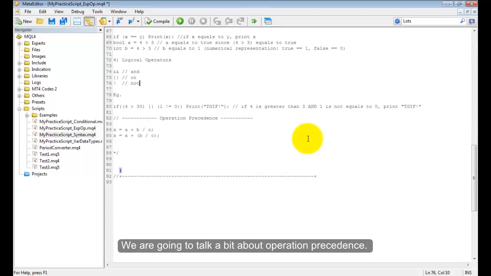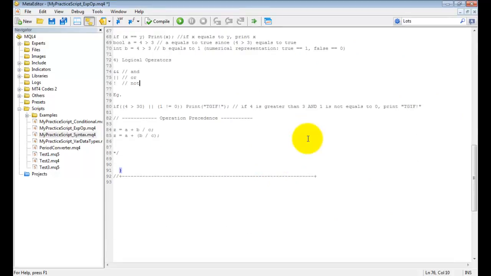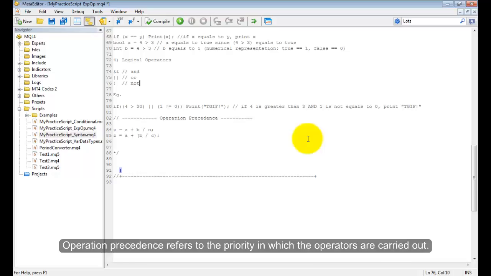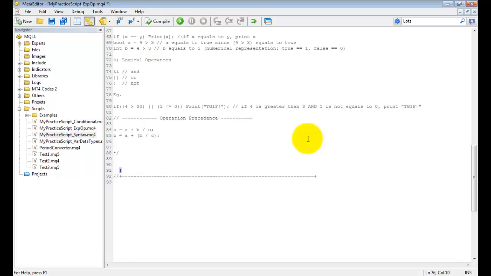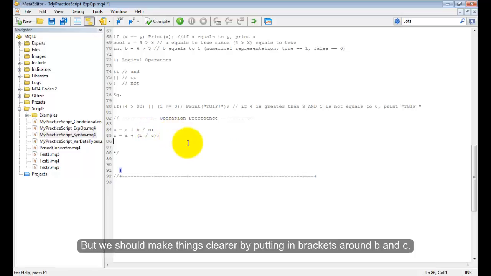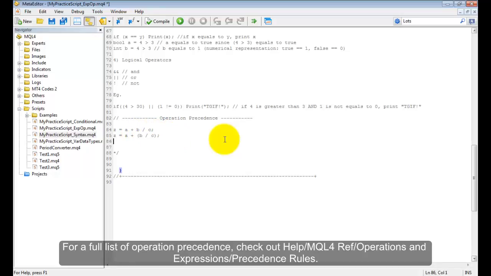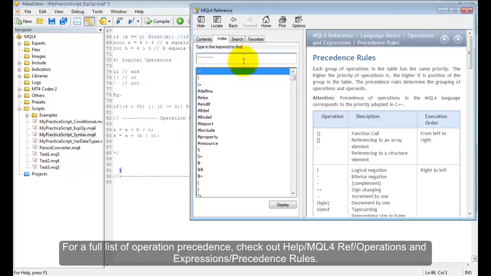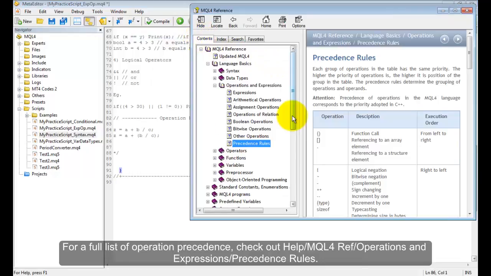We are going to talk a bit about operation precedence. Operation precedence refers to the priority in which operators are carried out first. If you look at line 84, Z equals to A plus B divided by C. Now the computer is smart enough to know that we should carry out B divided by C first. But of course, we should make things clearer by putting a bracket, putting a parenthesis between B and C. For a full list of operation precedence, check out the MQL4 reference. Under the same section, operations and expressions, the last one, precedence rules.